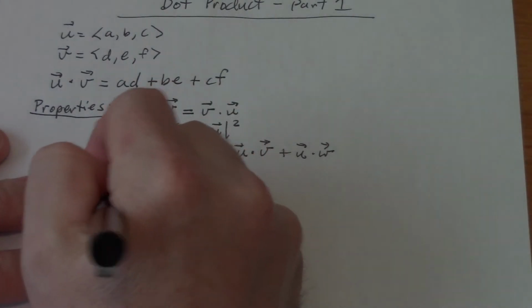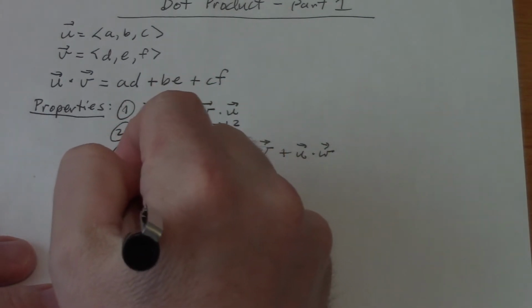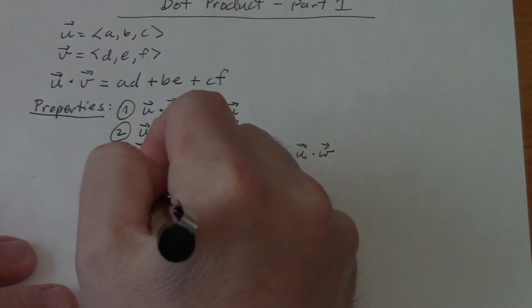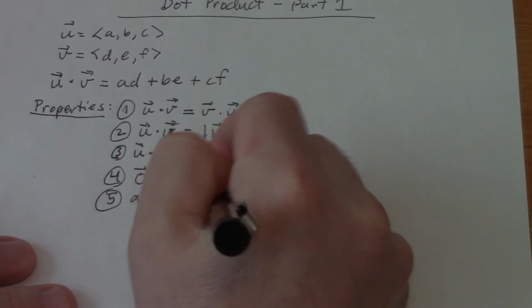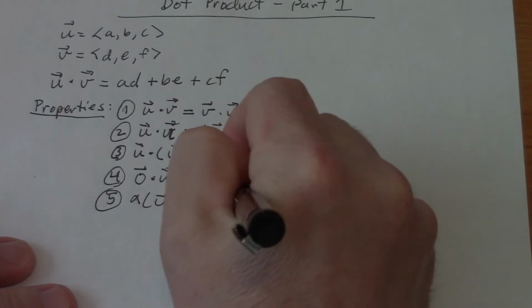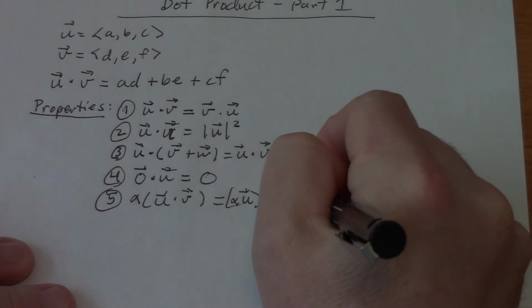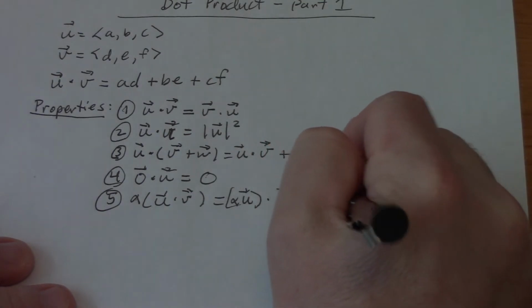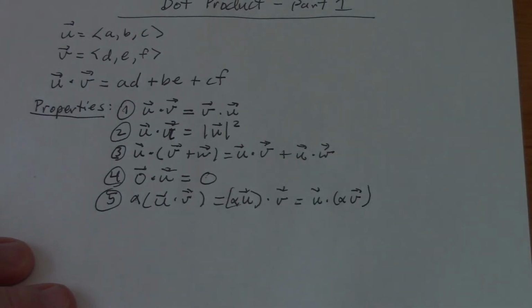And the last tells you about how scalar multiplication works. So if you have alpha times U dot V, where alpha is a scalar, that's the same thing as alpha U dotted with V, which is the same thing as U dotted with alpha V. So in other words, that scalar can move around in any way, shape, or form through that dot product however you want it to go.